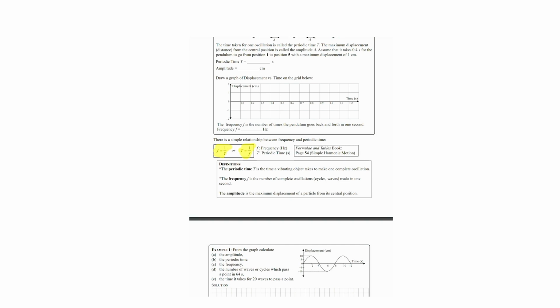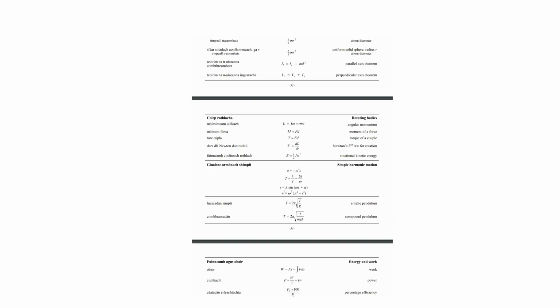The formula in your table book is on page 54. Here's my table book. Go to page 54. And it's given in this format here. T is equal to 1 over f. It's also equal to 2 pi on omega, but we'll worry about that later on. Shade that in.